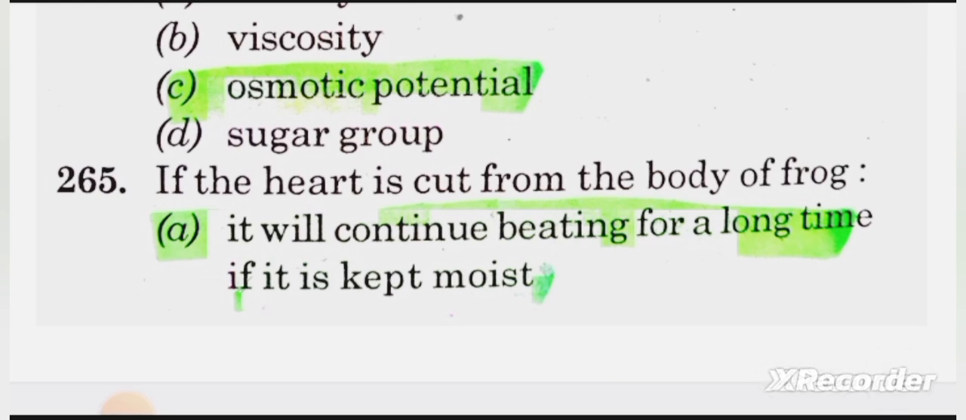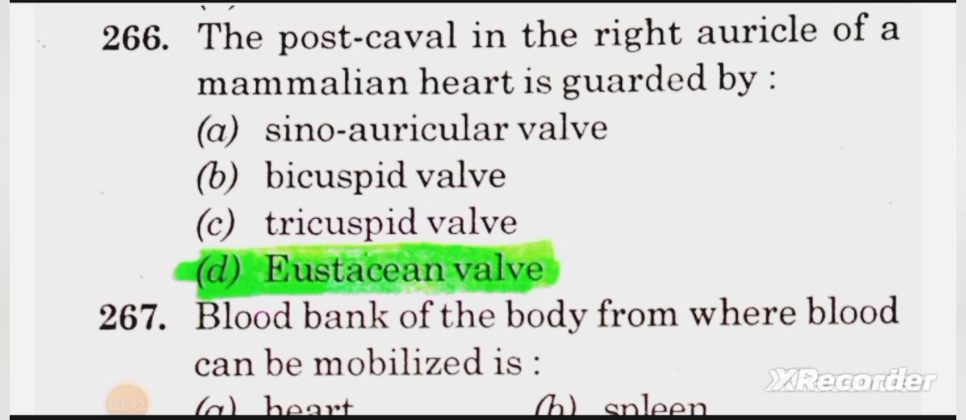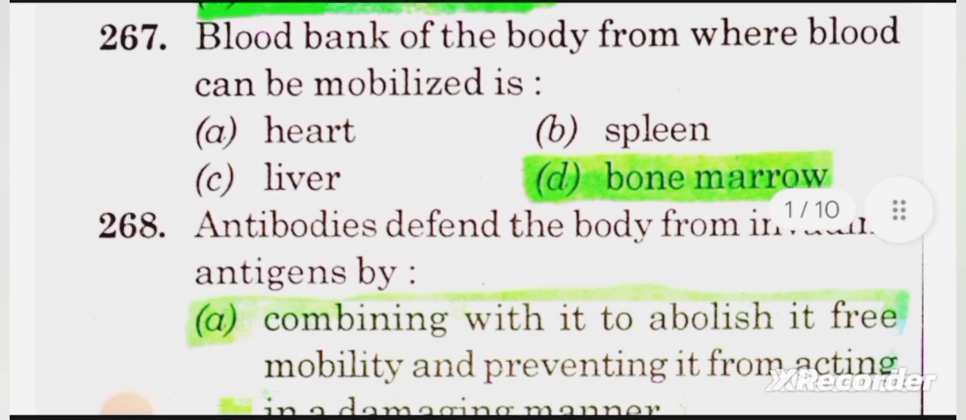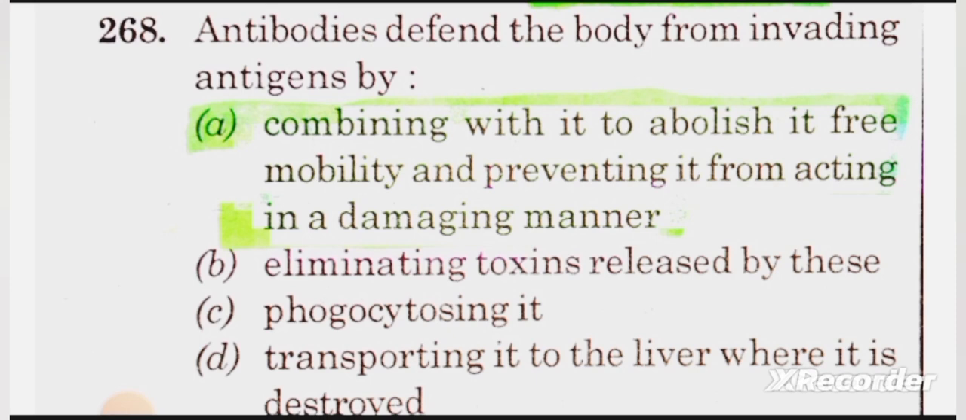If the heart is cut from the body of frog, answer A, it will continue beating for a long time if it is kept moist. Next, 266. The post cavale in the right auricle of a mammalian heart is guarded by answer D, Eustachian valve. Next, 267. Blood bank of the body from where blood can be mobilized is answer D, bone marrow. Next, 268. Antibodies defend the body from invading antigens by answer A, combining with it to abolish its free mobility and preventing it from acting in a damaging manner.